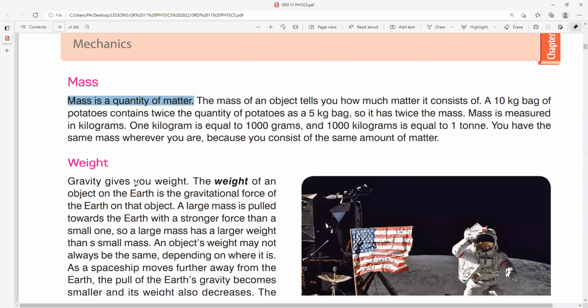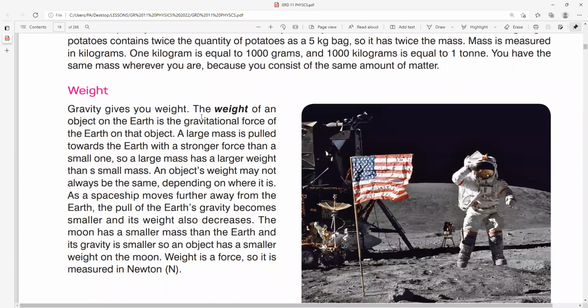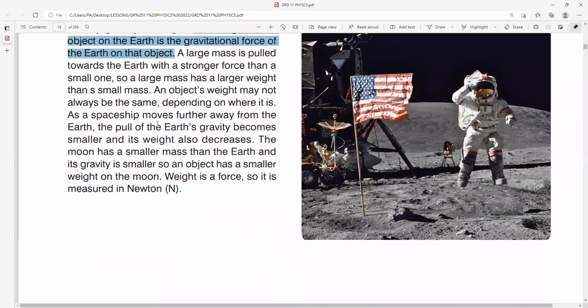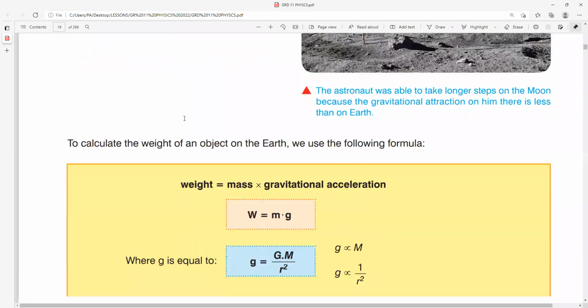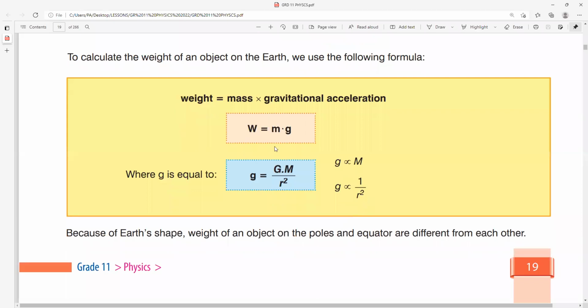Weight, you can say, is gravitational force. The weight of an object on Earth is the gravitational force of Earth. So if they ask what is weight, you can say this one: weight is gravitational force. Units, symbols, everything done. This one, connection between gravitational force, Google Classroom.